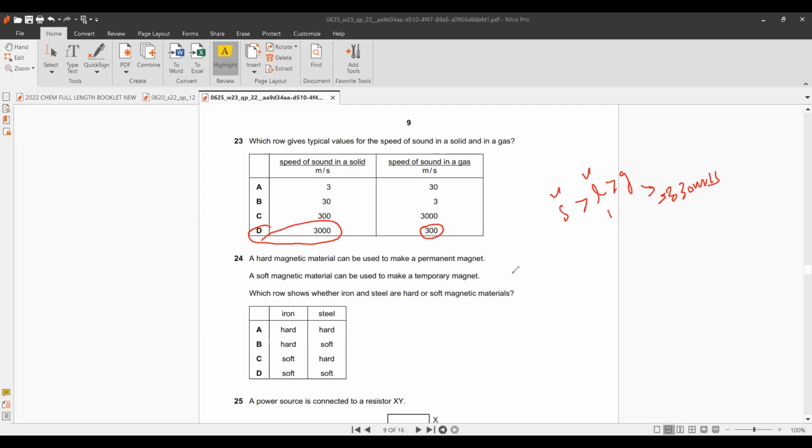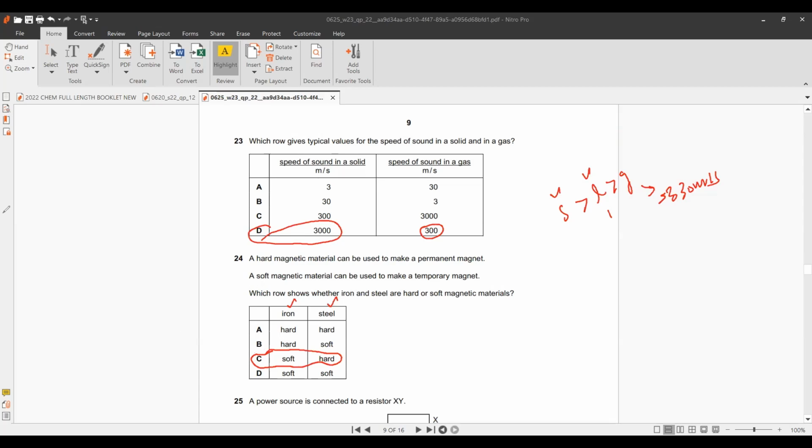The next question they have asked us is which would be the right material for soft and hard magnetic material. So we know that for soft magnetic material we use iron, and for hard magnetic material, or for a permanent magnet, we use steel. So let's see the option where they have given us the right option, and this is in option number C, that iron is a soft magnetic material and steel is a hard magnetic material.